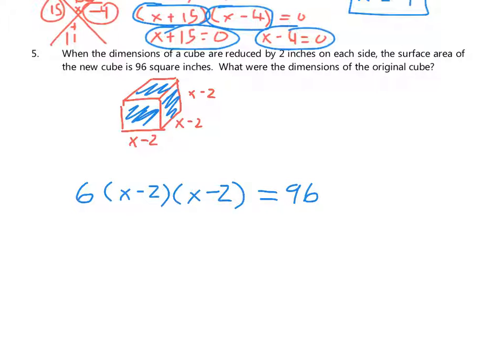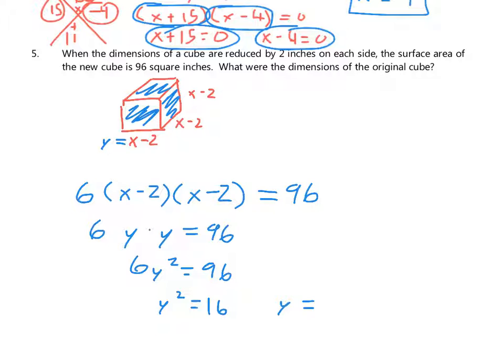Now, I don't want to have to deal with foiling out x minus 2, so I think I'm going to let y equal x minus 2. And so this is going to become 6 times y squared equals 96. 6y squared equals 96. y squared equals 16. So y equals plus or minus 4. But in this case, the negative 4 doesn't make sense. So y equals 4.